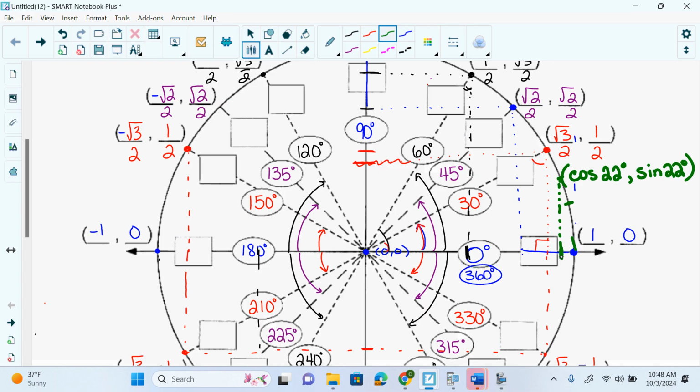0.927. Well, this red one was 0.866, so does that seem kind of realistic? Yeah? Okay, what about sine of 22? Put it in. I'm expecting it to be less than 0.5 just because of where it's drawn, correct? What is it? 0.374.